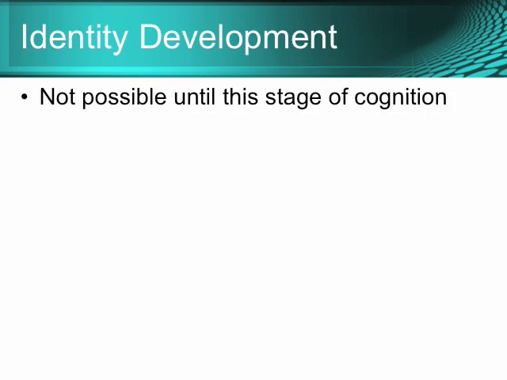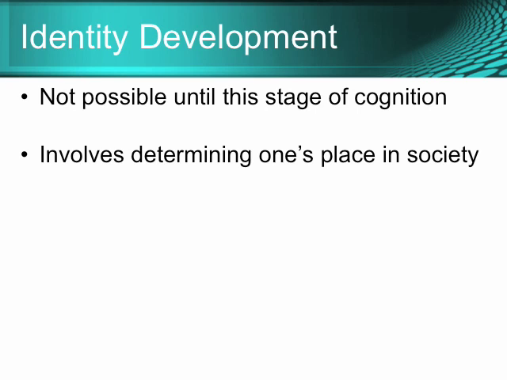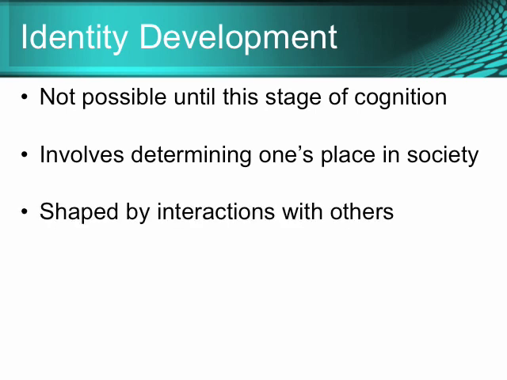So, again, he thought that identity development was not possible until this stage of cognition, until the youngster is able to think in abstract terms. It involves determining one's place in society, and one's identity is shaped by interactions with others. So in school, we learn by how the teacher responds to us about our own capabilities. We learn how our peers interact with us, and that teaches us about our social standing. So our parents, our family, our peers, and even strangers shape our sense of identity constantly throughout life.